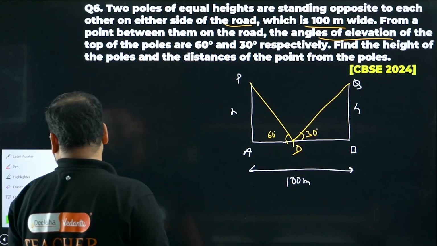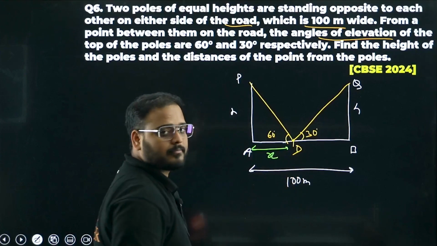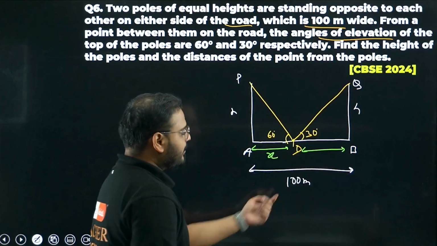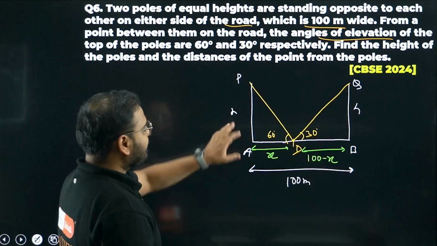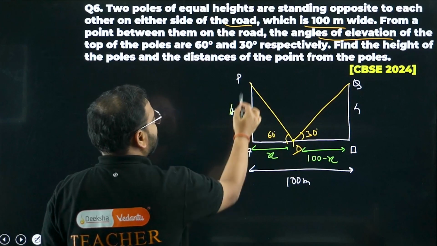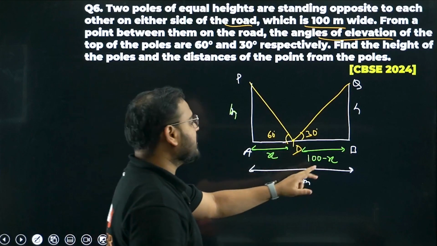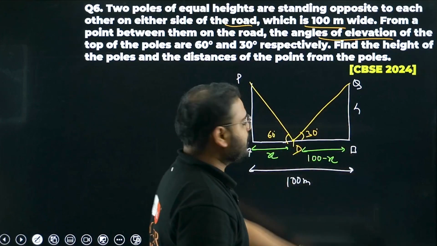If I take this value as x, can I do that? Of course, I can take x. How much is going to be BD? Please check. 100 minus x. Let's write h. This value is h at both places. Write h from this triangle using 60 degrees and h from this triangle using 30 degrees, and equate them because the heights are equal.